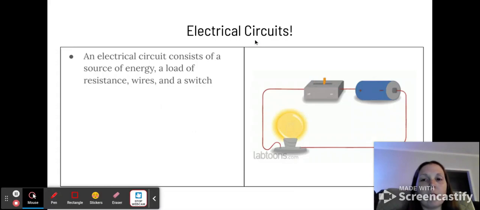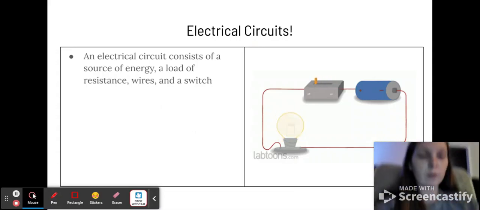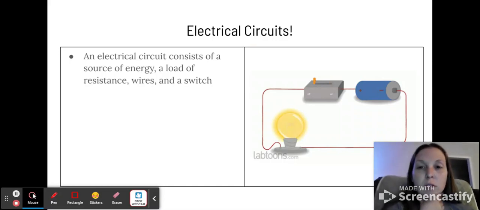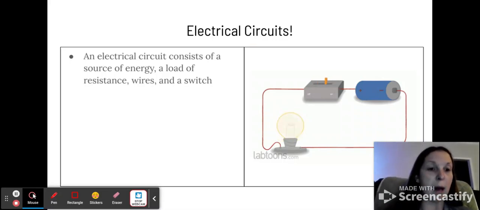So first, let's just make sure we remember what a circuit is and understand what the goal of this lesson is. An electrical circuit consists of some source of energy, usually a battery, a load of resistance, wires, and a switch.